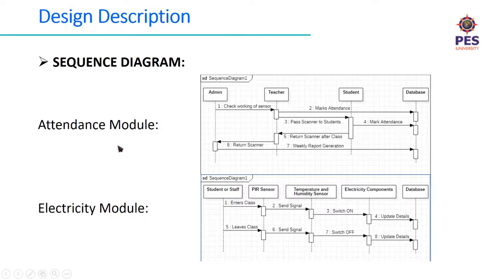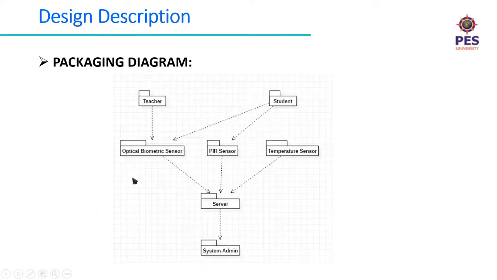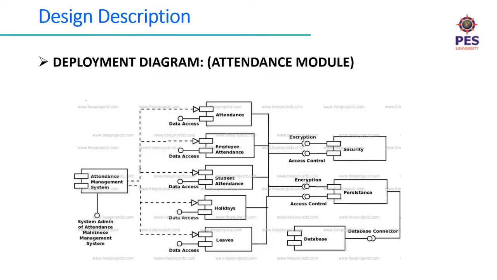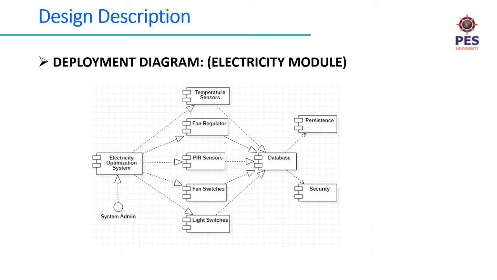This is a sequence diagram of how the sequence of events happens in the attendance module and in the electricity module. This is the packaging diagram as well. And this is the deployment diagram. And this is the deployment diagram for the electricity module.